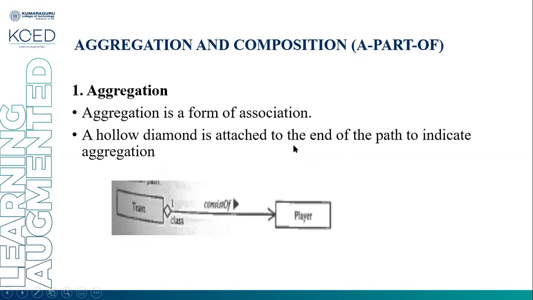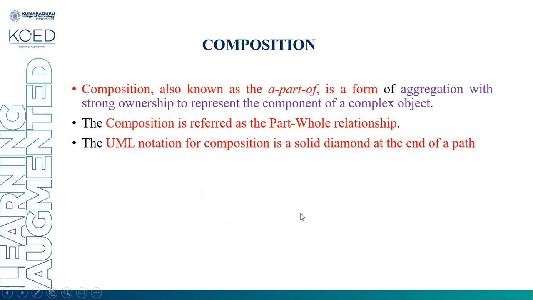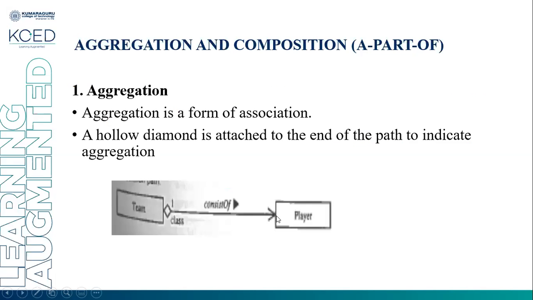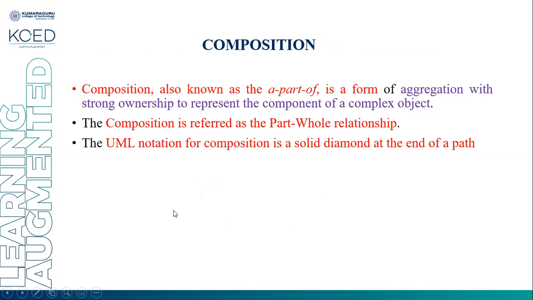A hollow diamond is attached to the end of the path to indicate the aggregation. For example, team is a whole and player is a part. So player is a part of the team. Team is a whole, and the part is a player. So how to represent it? Attach a connected line, and a hollow diamond is attached very near the whole. This is known as aggregation.